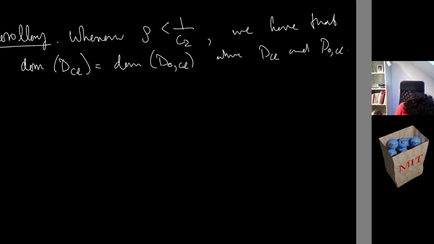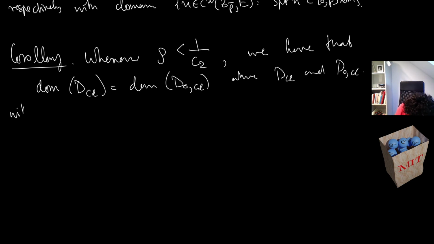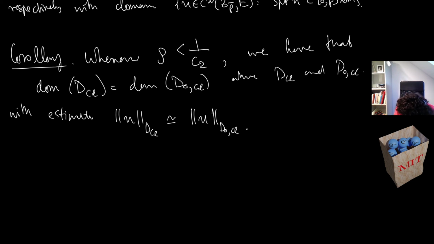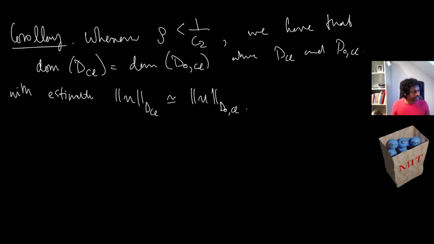With estimate: D_CL of U is comparable to D_0,CL of U. Okay, so immediately this comes out of the lemma that we've just proved.